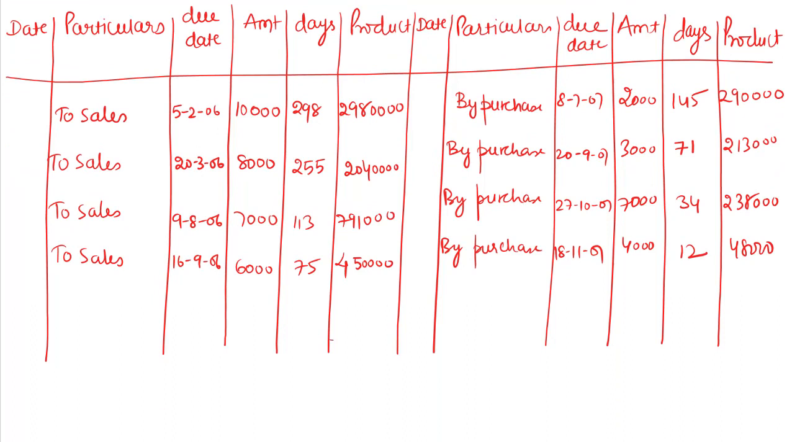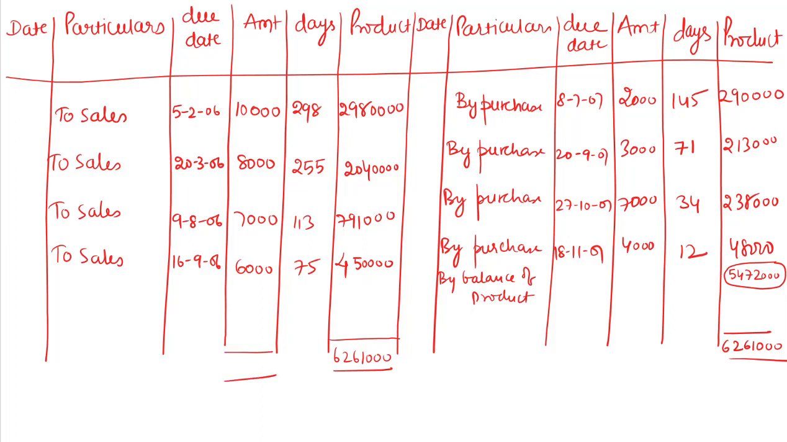To the product total 62,61,000. On the credit side 62,61,000. The balancing figure 5472000. Right, by balance of product column.